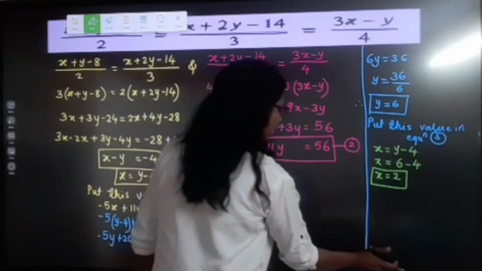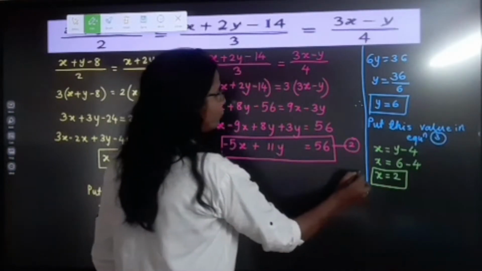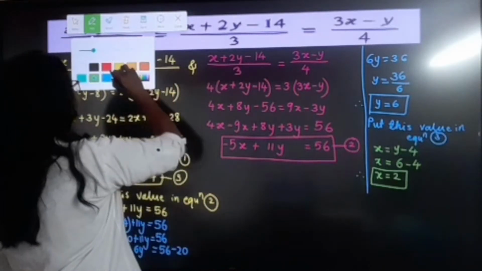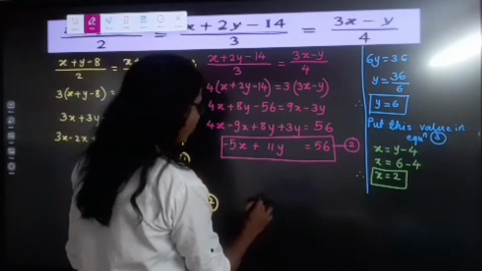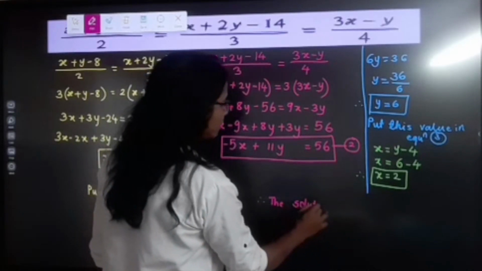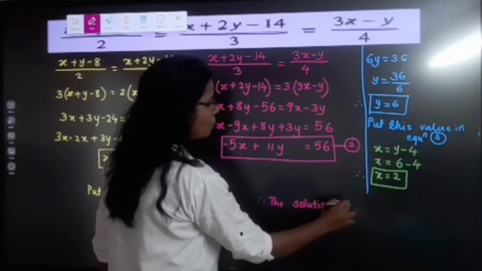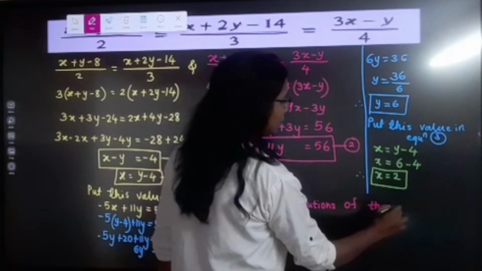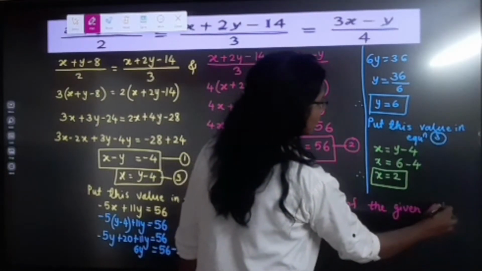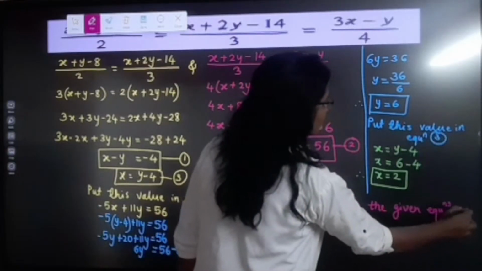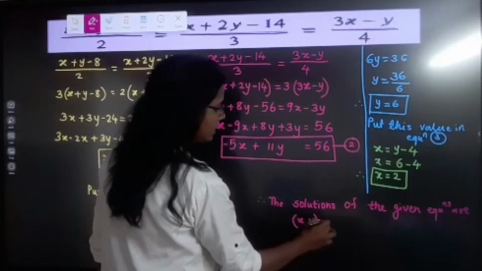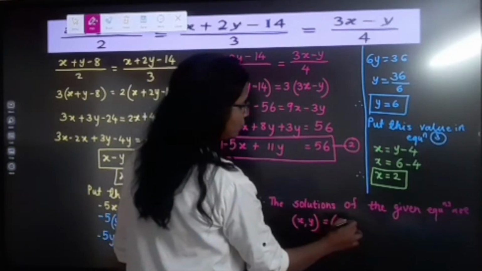So now our final answer: therefore, the solutions of the given equations are x, y is equal to 2, 6.